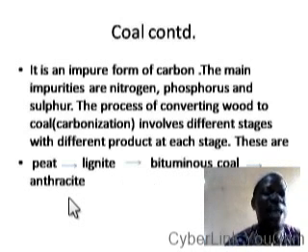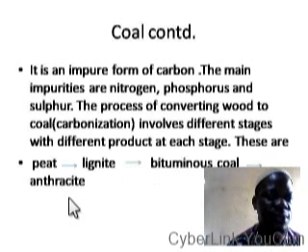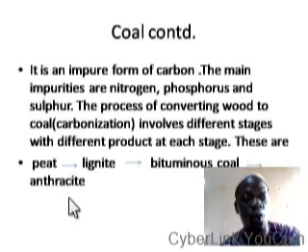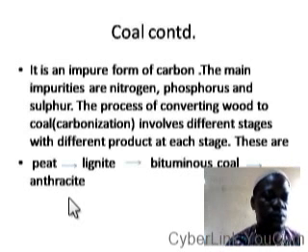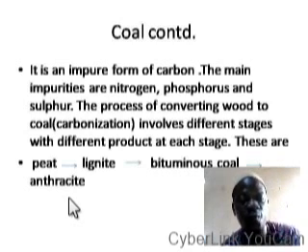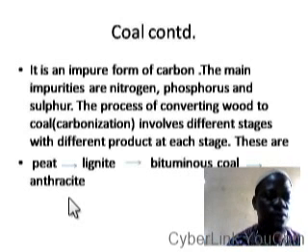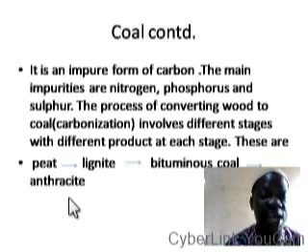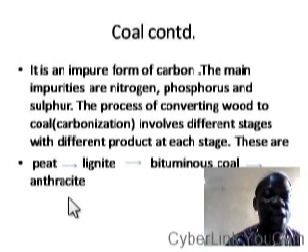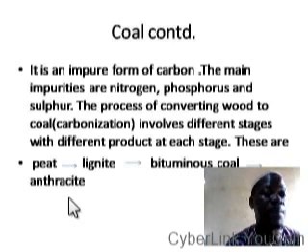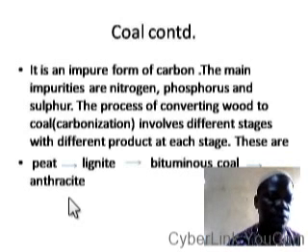This process is called carbonization. That is converting wood to coal. That is making carbon from wood. It is called carbonization, and it takes place naturally under the earth's crust, but over a long period of years. In fact, coal is impure. It's an impure form of carbon and contains some impurities like nitrogen, phosphorus, and sulfur, NPS.